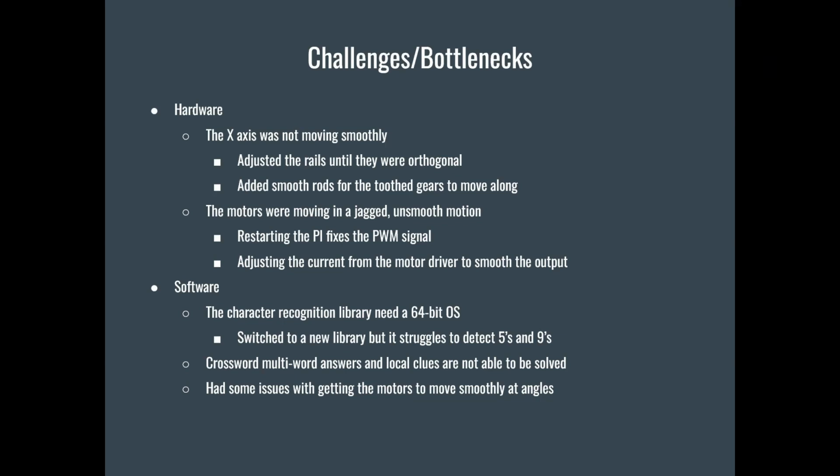Our crossword puzzle also struggles answering multi-word answers like "once a day" or local clues like "see clue number 1 for the answer to clue number 6." And so this is a limitation we had with the crossword. And lastly, we had some issues with our software getting the motors to move smoothly at angled lines. But with a little bit of math, we were able to get this solved easily.